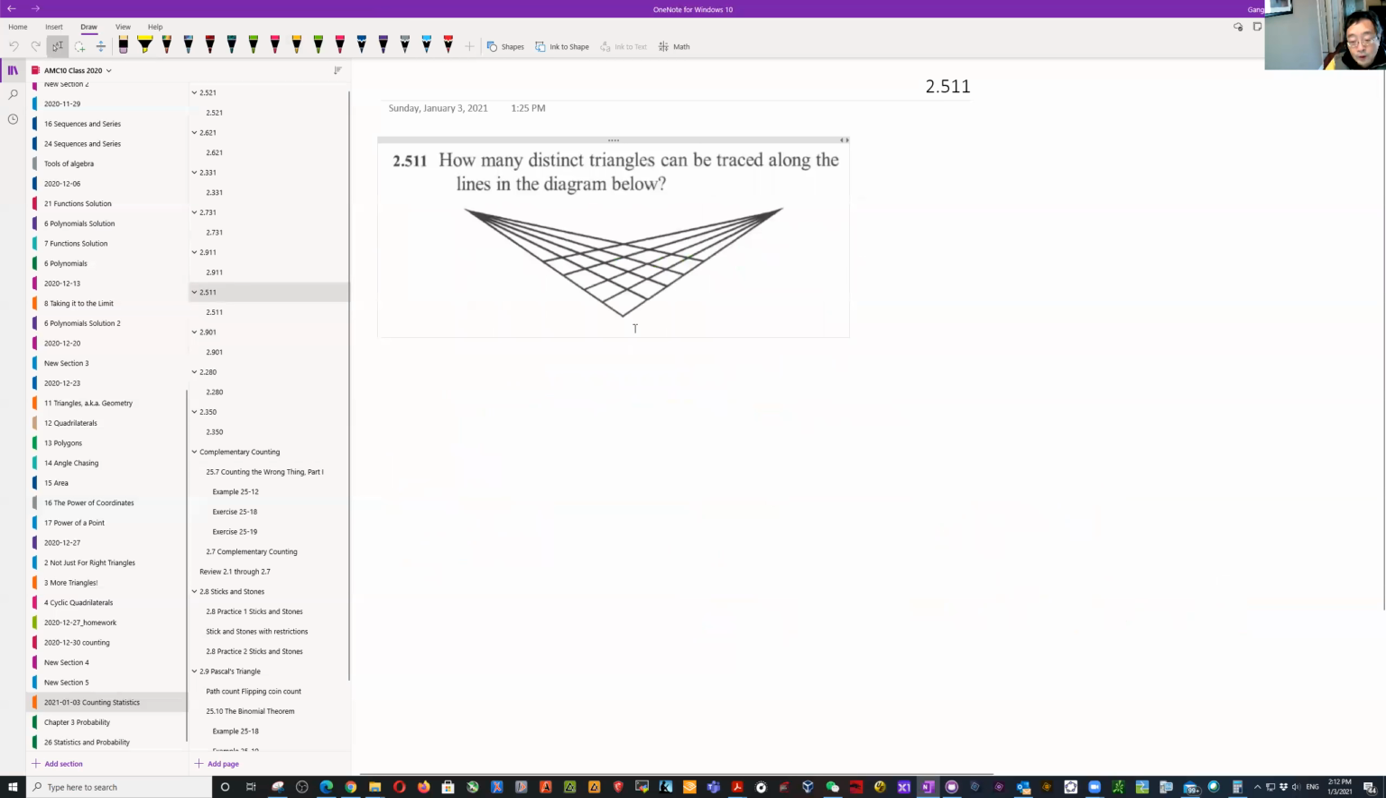And then let's try to do this problem. This problem asks how many distinct triangles can be traced along the lines in the diagram below. So for a triangle, obviously, we have to use 3 sides. If we pick all 3 sides passing through the same point, where more than 2 lines coincide, then if I choose 3 lines that coincide at this point, it won't make a triangle.